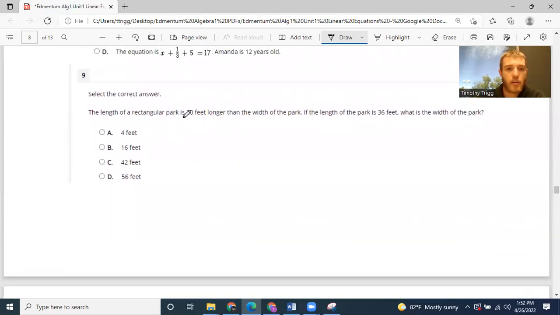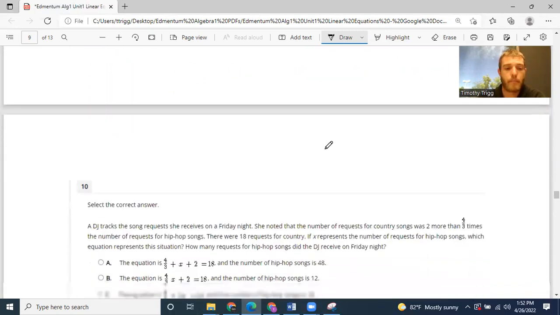The length of a rectangular park, the length of the rectangular park is, and it says here the length is 36. So the length of the rectangular park, 36, is 20 feet longer than, 20 feet plus longer than the width of the park. Now just solve for W. So here I'd subtract 20 both sides of the equation.